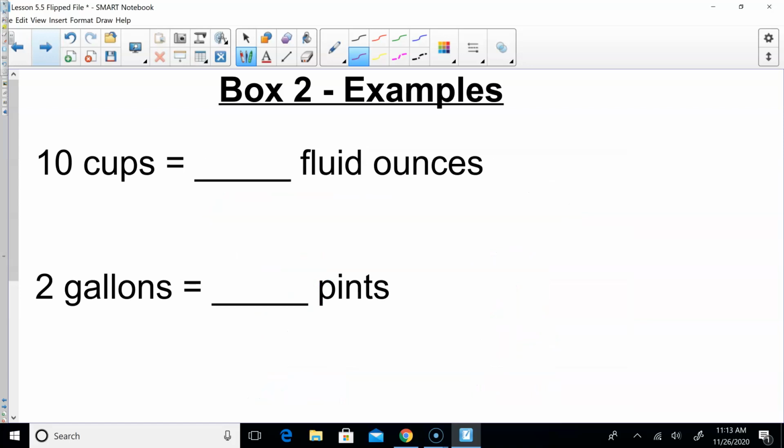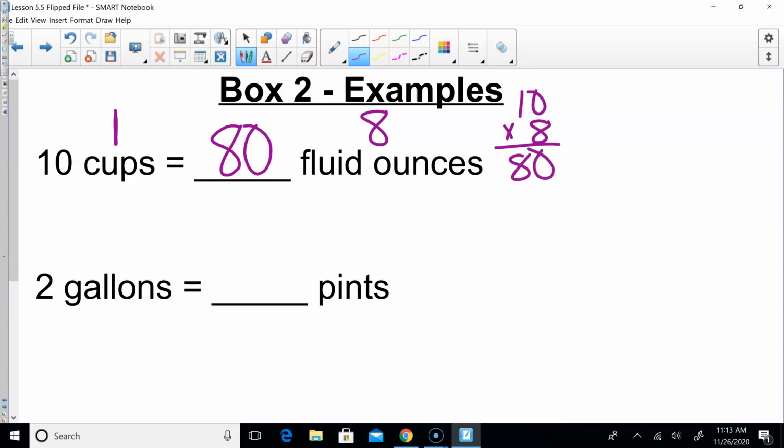And now we're doing some cups to fluid ounces. Now we're using some liquid volumes right here. So what's bigger, a cup or a fluid ounce? We know a cup is bigger. We know there's 8 fluid ounces in one cup. So that means I have 10 groups of 8, which would mean I would have 80, which would be 8 times 10 or 10 times 8, which probably didn't need any work whatsoever, but we're going to show it anyways because it's good to show our work.